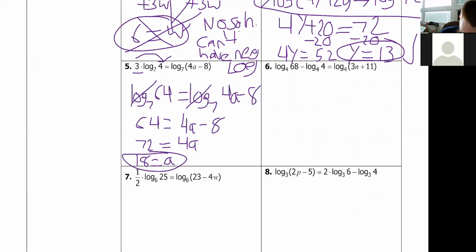And if you just plug this in, it really doesn't matter too much, to be honest. If you plug it in, you're going to get 64. But you just want to double check: if you plugged it back in, would you get a negative result or zero? If you get zero or a negative number, that's not a true solution because you'd get undefined. You can't have a negative number inside your logarithm.